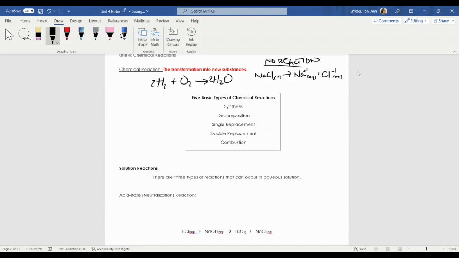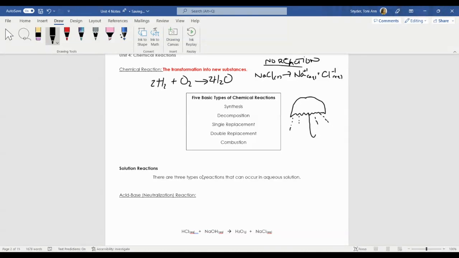And of course, in Chem 1 and Chem 2, we talk about the 5 basic types of chemical reactions. There are synthesis reactions, decomposition reactions, single replacement, double replacement, and combustion reactions. These 5 basic types are basically like an umbrella for a whole bunch of other types of reactions that we could see. So there's my umbrella, but these 5 help to differentiate between other different types of reactions.